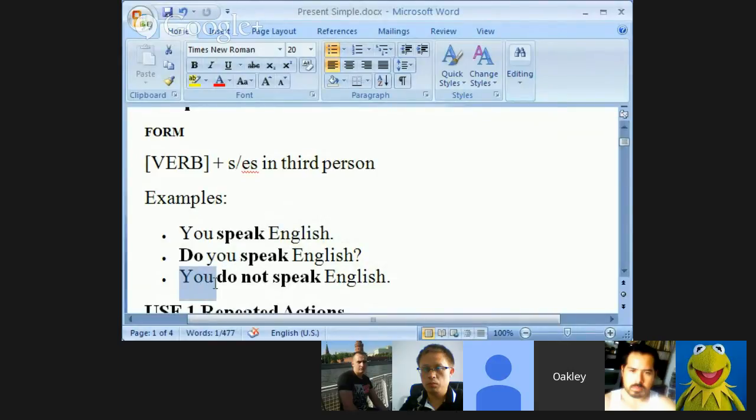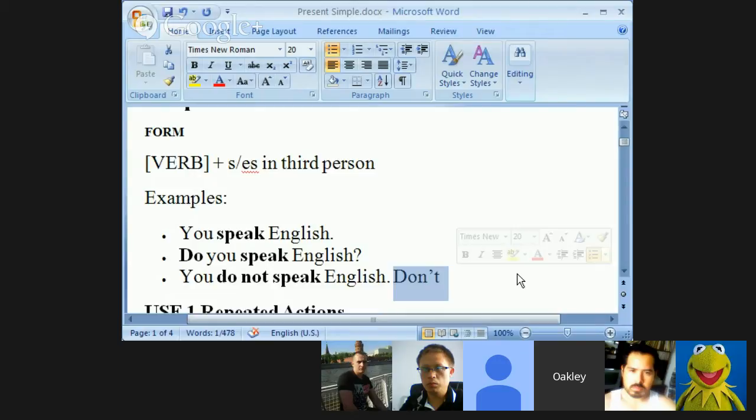Or in the negative, you, and then notice also we have the auxiliary do again, then not. We'll follow that with the verb. You do not speak English. Obviously, in speaking, we usually contract the auxiliary plus not. In the negatives, we normally contract them. The contracted form is don't. You don't speak English, is how we normally would say that.